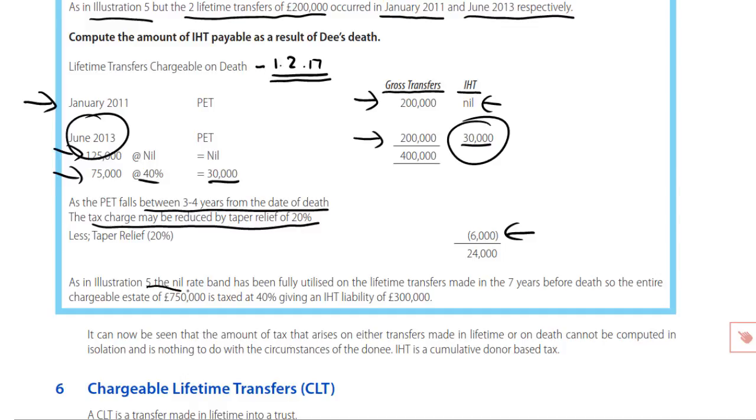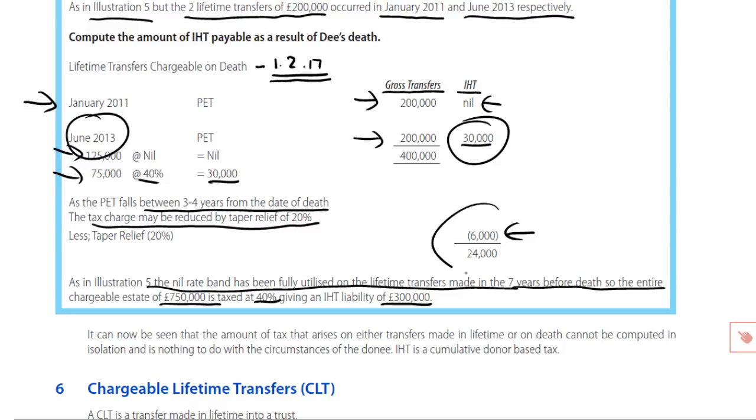As in illustration 5, the nil rate band has been fully utilised now on the lifetime transfers that fell within the 7 years before death. So the entire chargeable estate of £750,000 will be taxed at 40%, giving a liability of £300,000. The difference this time, from this example to the previous one, is that £6,000 taper relief is now available to reduce the £30,000 tax charge.